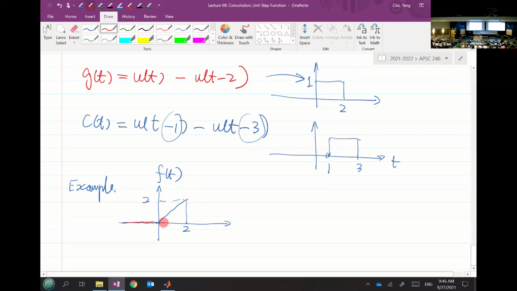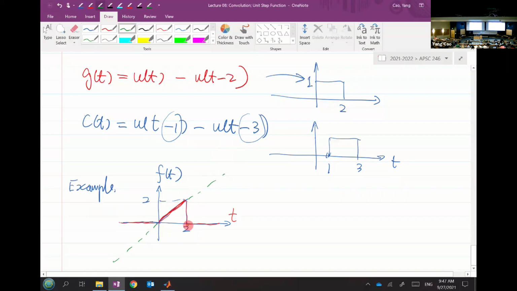This function f of t is basically a portion of a straight line. Other than this portion, every other location is 0. So I want you to write down an expression for this piecewise function using one single expression by making use of the unit step function. This function is basically a portion of this straight line here. And what's the straight line equation?